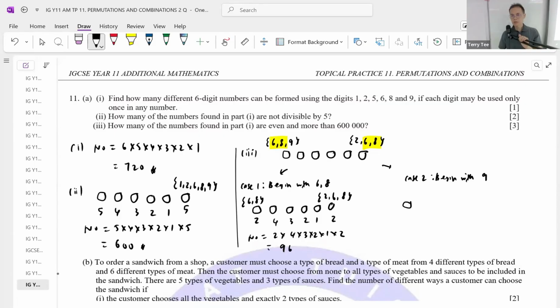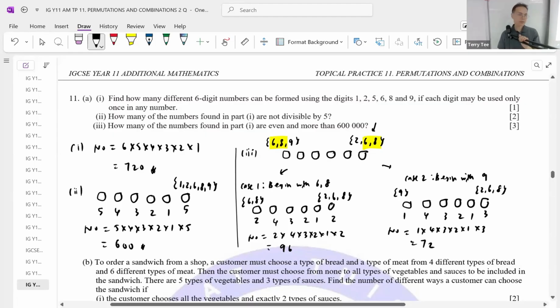Case number 2. 1, 2, 3, 4, 5, 6. If you begin with 9, you can end with 2, 4, 6, 8. Doesn't matter, right? 2, 6, 8. So how many ways can you begin with? 1, 3. This one will be what? 4, 3, 2, 1. So the number of ways is 1 by 4, 3, 2, 1, which is 24. 24 times 3, 72.